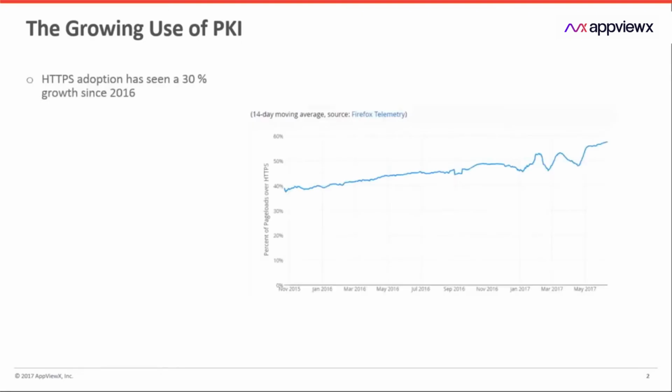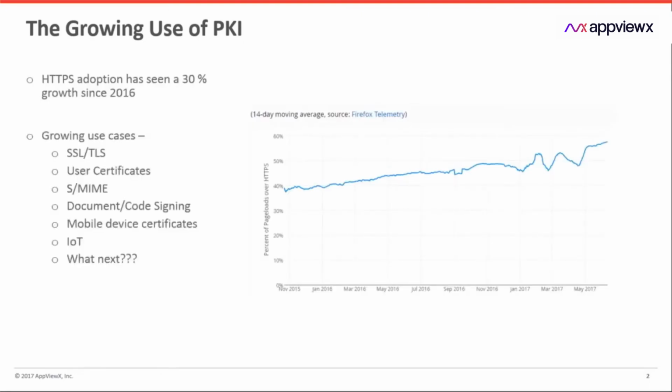Encryption is a good thing. Thanks to the efforts taken by browsers such as Google Chrome and Mozilla Firefox, HTTPS adoption has seen a 30% growth since 2016. The strong foundation of PKI has helped the use of digital certificates in other applications such as client or user certificates, S/MIME certificates that are used to sign emails, code signing certificates that are used to sign your application code or even documents, mobile device certificates that are used to authenticate your mobile devices, and now IoT, the Internet of Things devices.